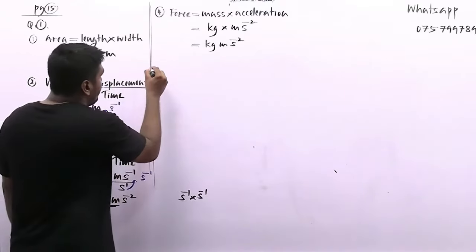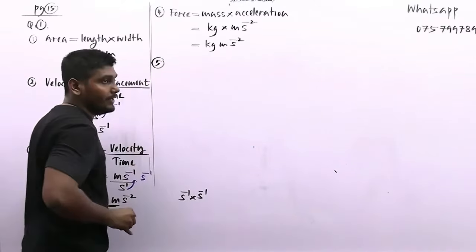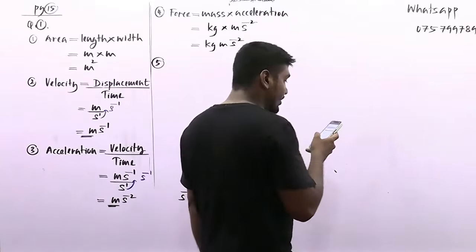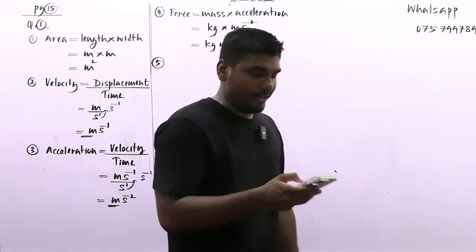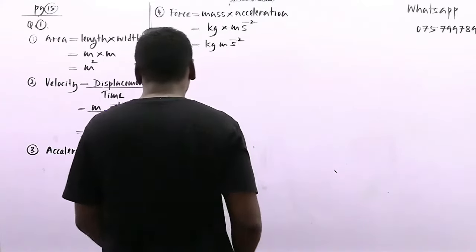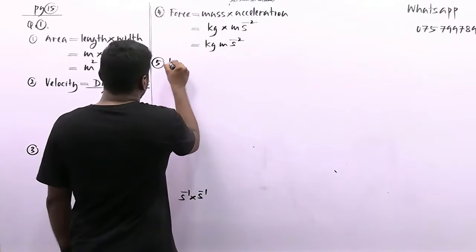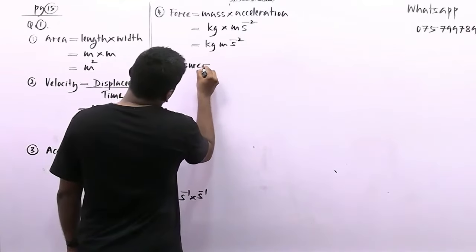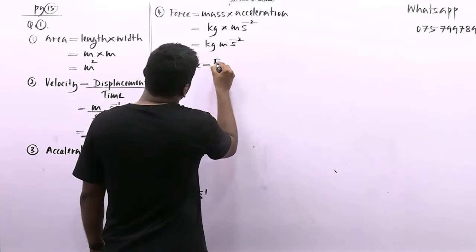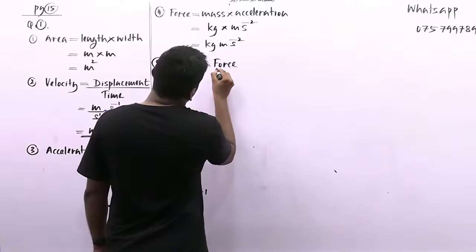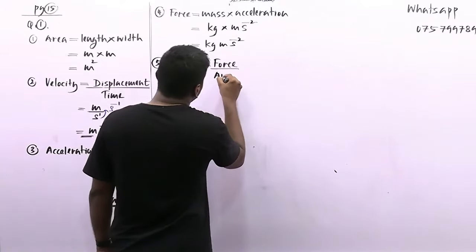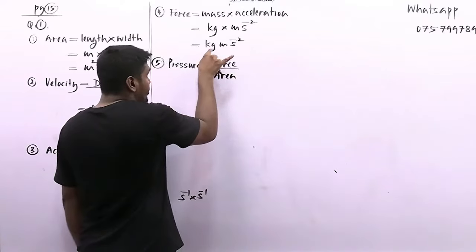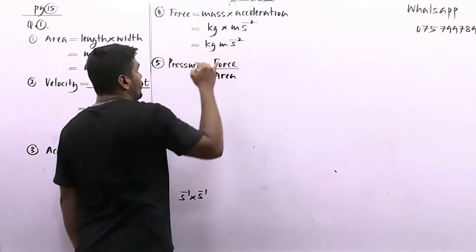Then question number 5. Number 5, you can write down: pressure equals force over area. Let's find the units of pressure. Pressure is equal to force over area. What is the unit of force? kg m s to the power minus 2.